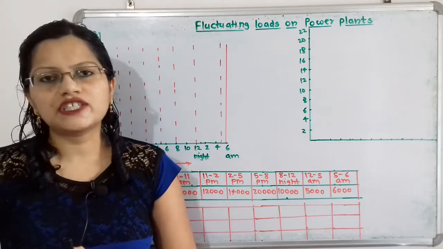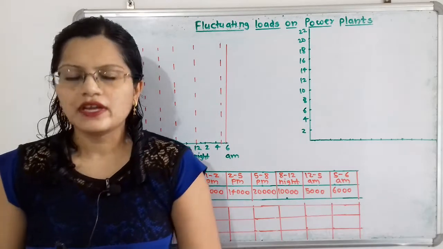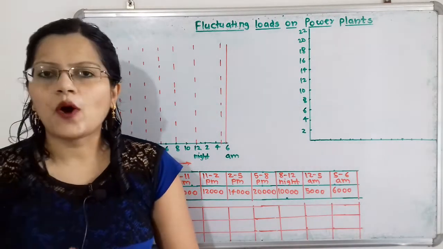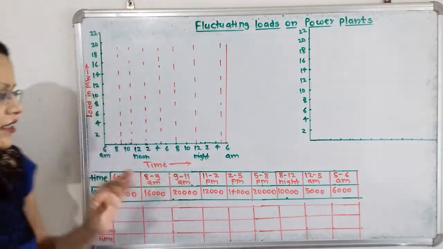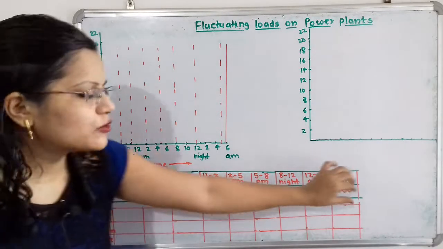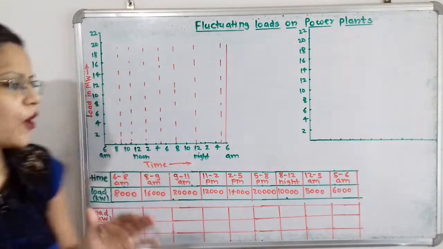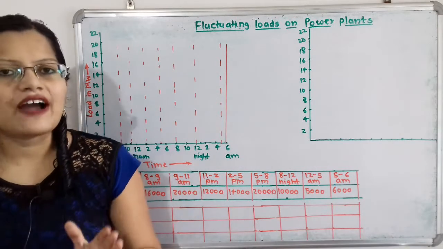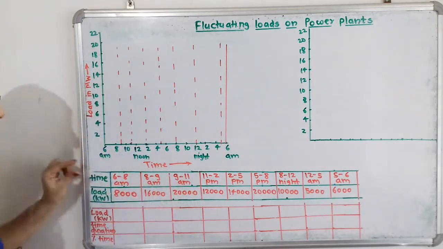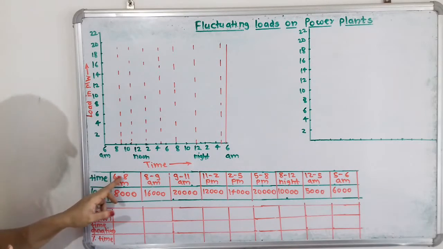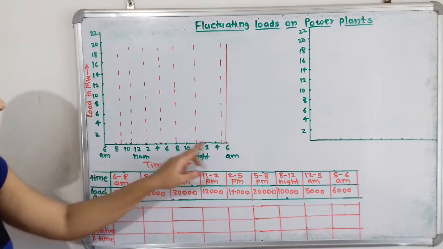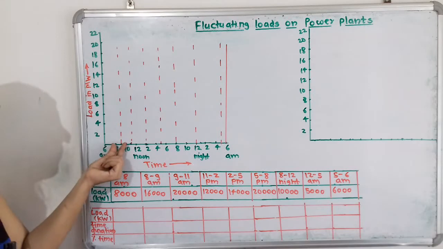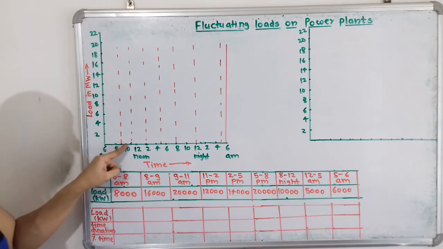To draw the load duration curve, we will first draw the load curve. If we observe this table, the time is given in the form of morning, afternoon and night, so the total time duration is 24 hours. We have to plot this total time duration of 24 hours on the horizontal line, in the same format as given in the table. It is given 6 to 8 am, so we will divide the total time period of 24 hours into 12 parts, and each part will be 2 hours. So here 6 to 8, 8 to 10, 10 to 12.